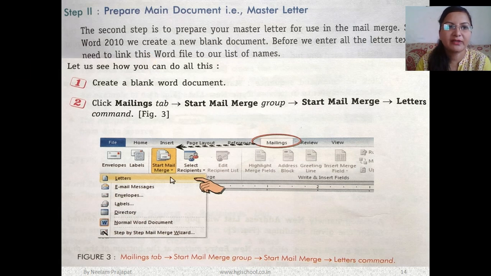Now how to prepare the main document. The main document is very easy. You have to click on the mailing tab. You can see this mailing tab. In the mailing tab, in the start mail merge group, you have to click on start mail merge. Then you have to choose the option letters. Here we are typing letters, so we will choose letters.